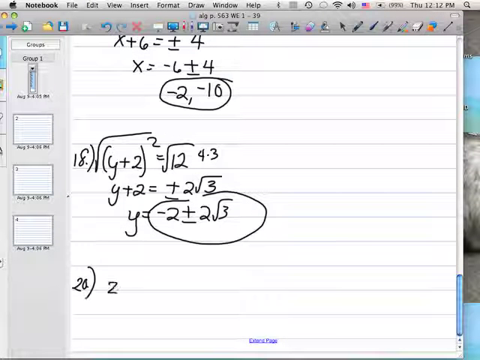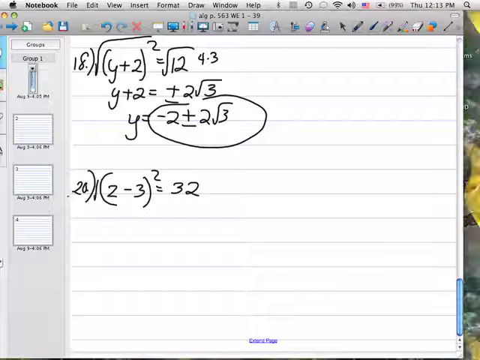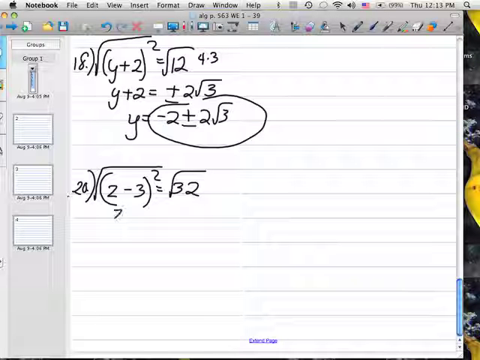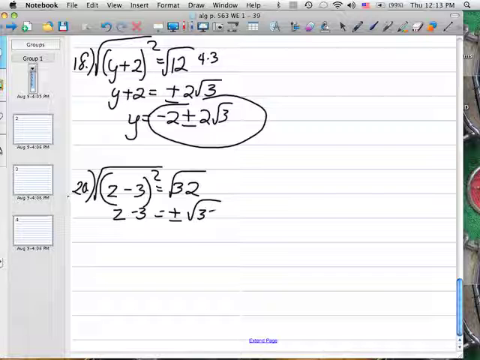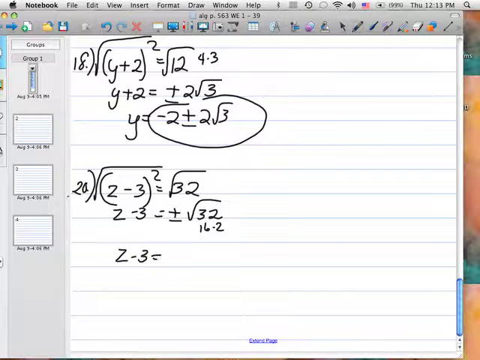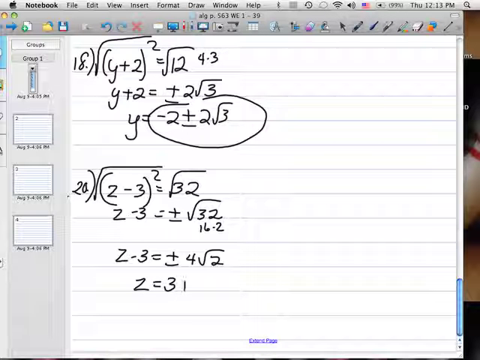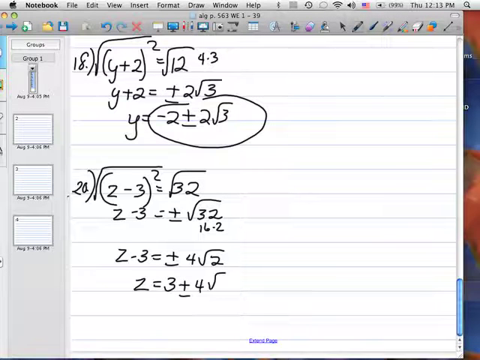Number 20, we have z minus 3 quantity squared equals 32. Take the square root of both sides. We get z minus 3 equals plus or minus the square root of 32. There's a perfect square in 32. It's 16 times 2. So that's z minus 3 equals plus or minus 4 radical 2. Add 3 to both sides. Z equals 3 plus or minus 4 radical 2.